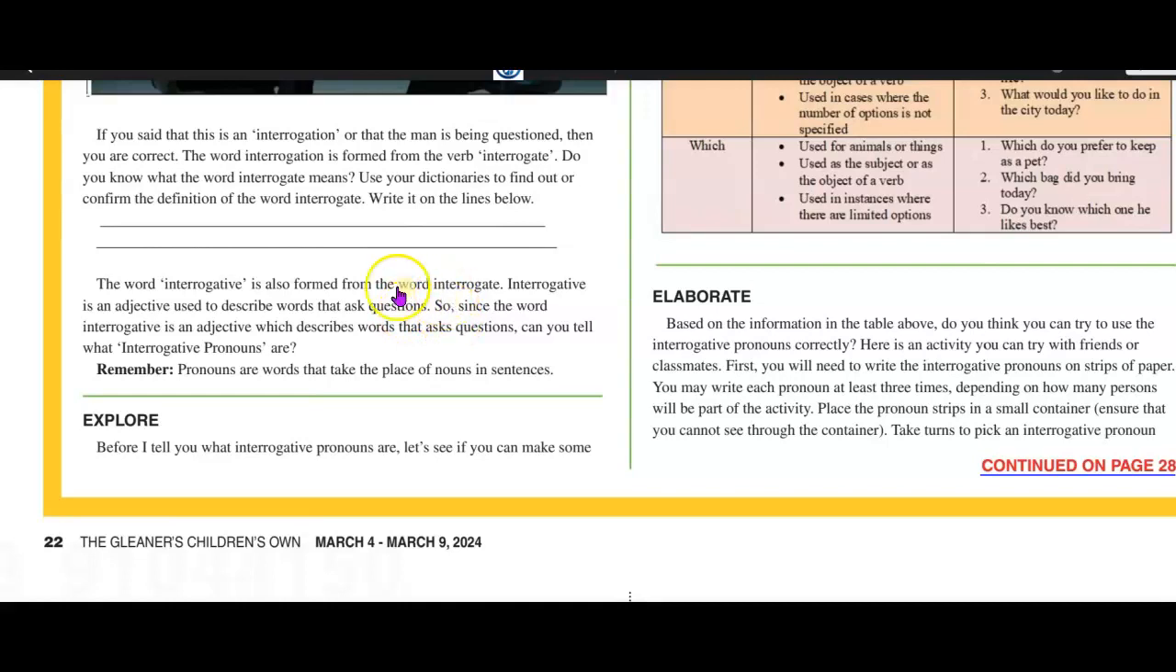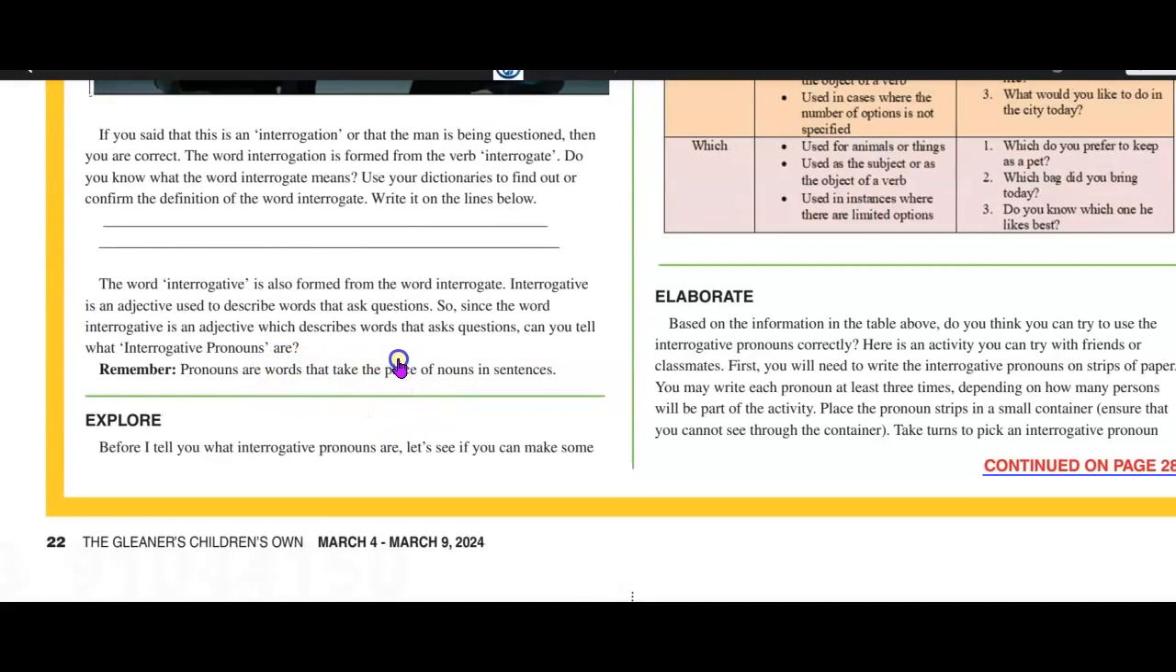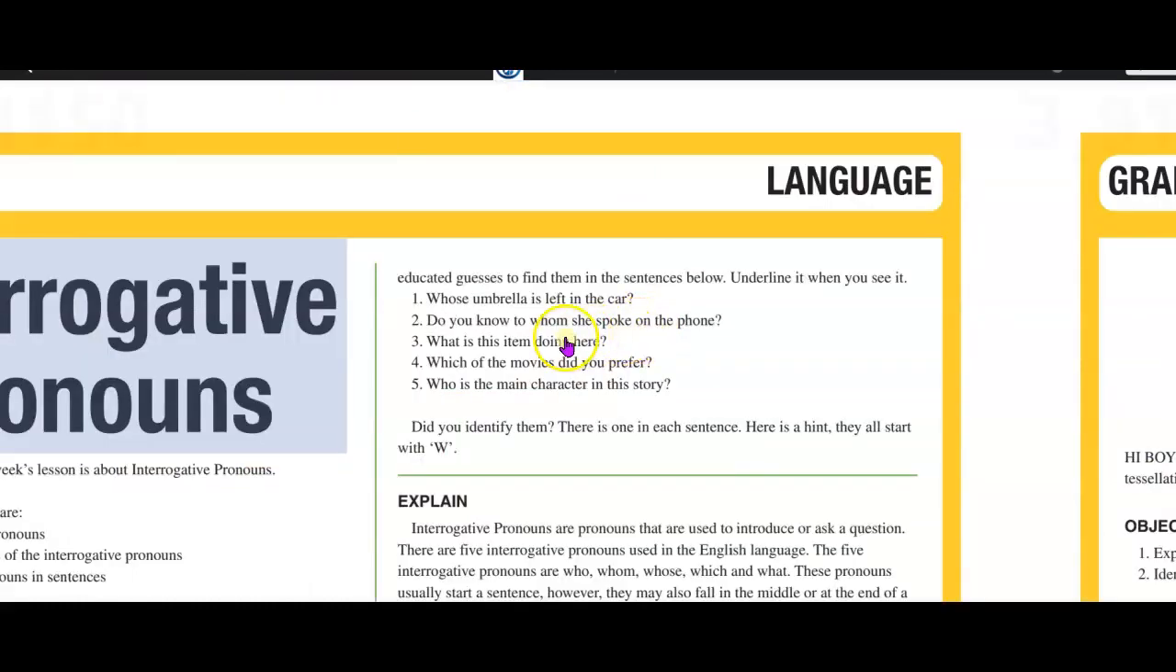So, since the word interrogative is an adjective which describes words that ask questions, can you tell what interrogative pronouns are? Remember, pronouns are words that take the place of nouns in sentences. Before I tell you what interrogative pronouns are, let's see if you can make some educated guesses to find them in the sentences below. Underline it when you see it.